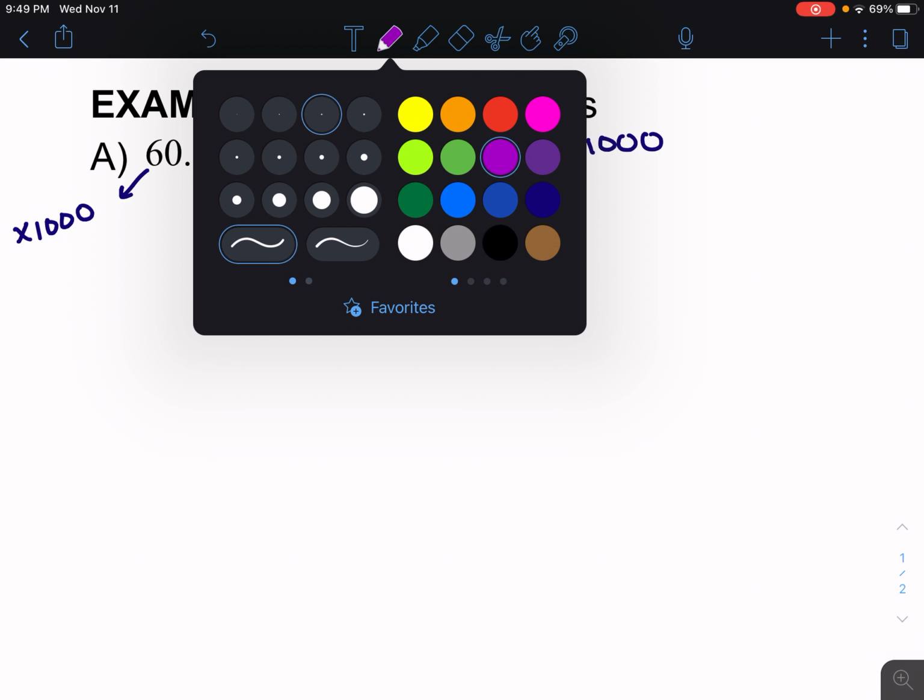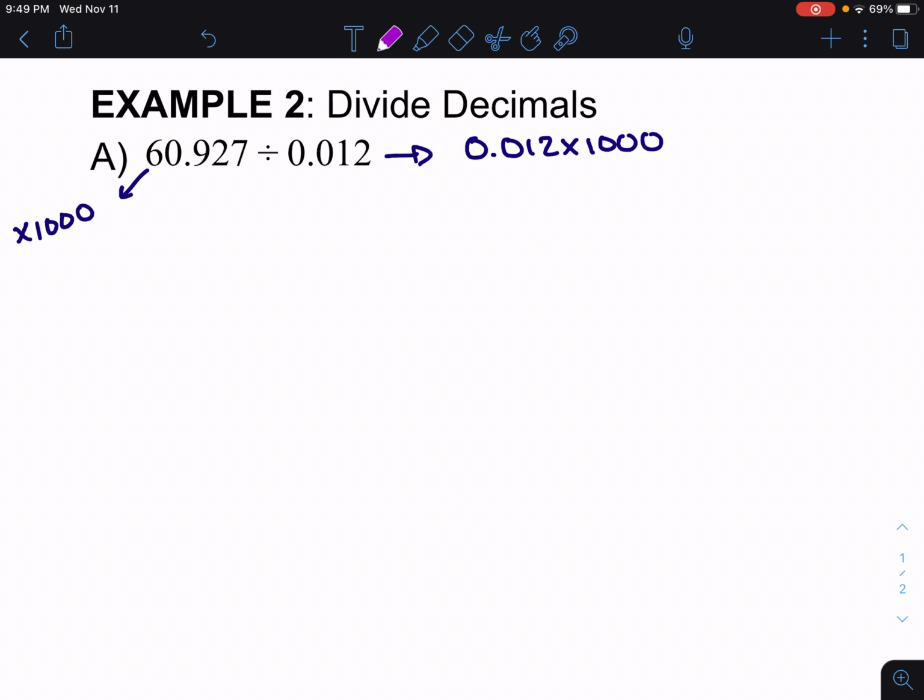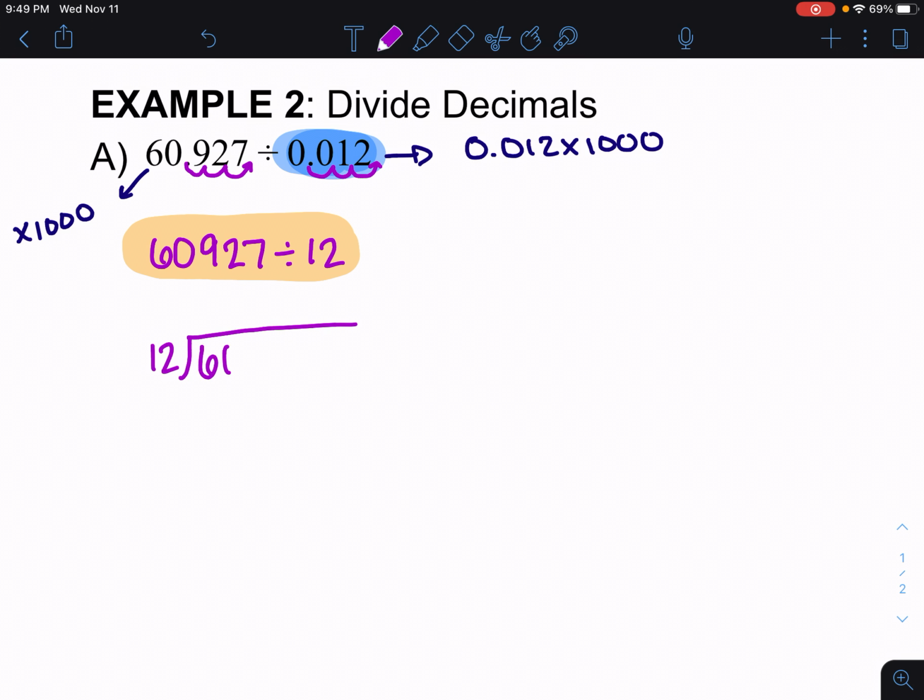But all I'm going to show this time is that I'm moving the decimal. So this is going to move 3 times. 1, 2, 3. This is going to move 3 times. 1, 2, 3. So that my new division question is 60,927 divided by 12. And now this problem, so I'm trying to make this a whole number. So now this problem looks very similar to what we did earlier this week with long division. So I've got 12 on the outside, 60,927 on the inside.